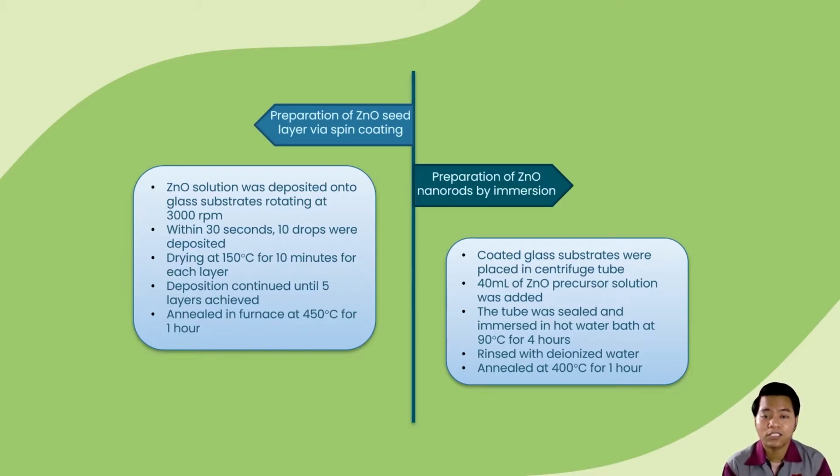Preparation of zinc oxide nanorods by immersion. The coated glass substrates just now were placed in a centrifuge tube separately. Then 40 ml of zinc oxide precursor solution was added into the centrifuge tube. Then it was sealed and immersed in hot water bath at 90 degrees Celsius for 4 hours. After 4 hours, the glass substrate was rinsed carefully with deionized water and annealed at 400 degrees Celsius for 1 hour.